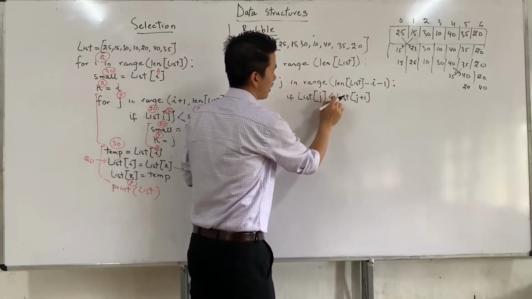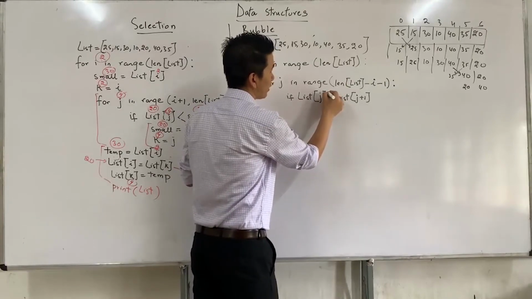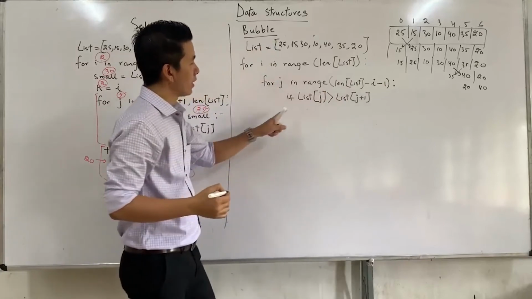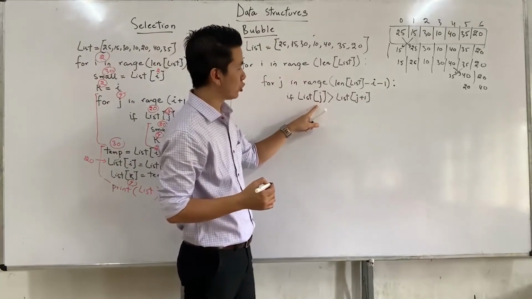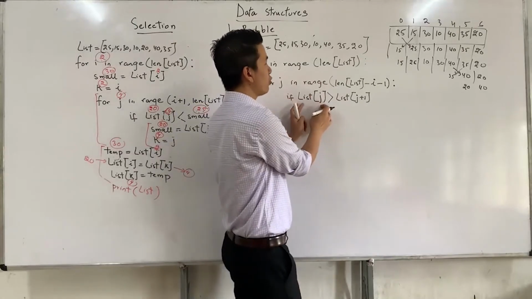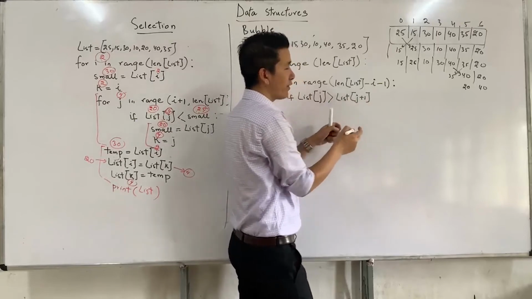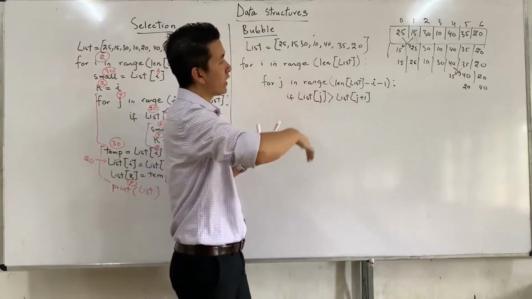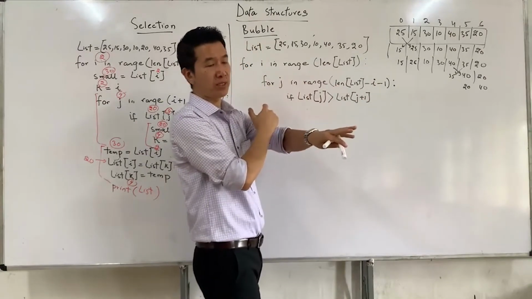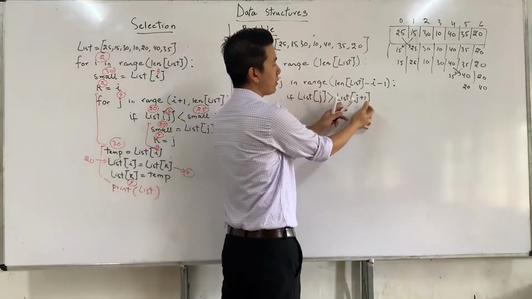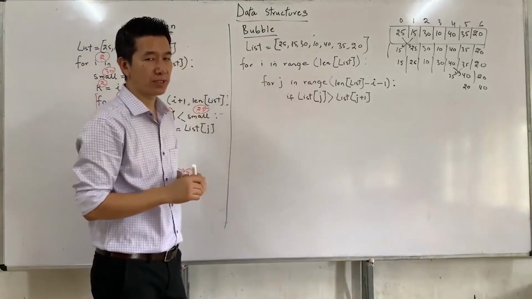I'm sorry, I think I've made a little mistake. So I think it has to be like this. Okay, if the list of j, the value of j starts with 0. If the list of 0 is greater than list of 0 plus 1, if the first element is greater than the second element, then I should change their respective places. Or you could write, if the list of j plus 1 is less than list of j, then you should interchange their places, right?